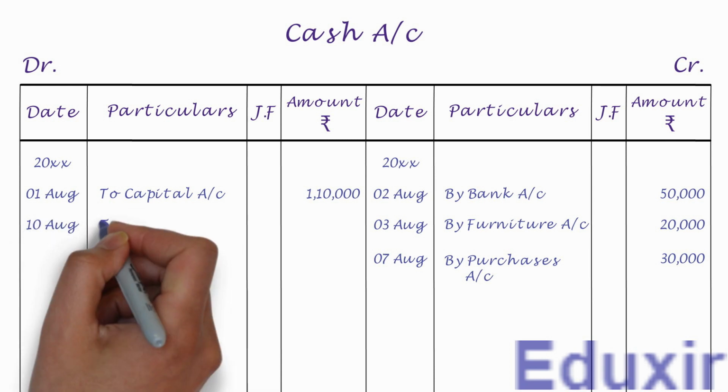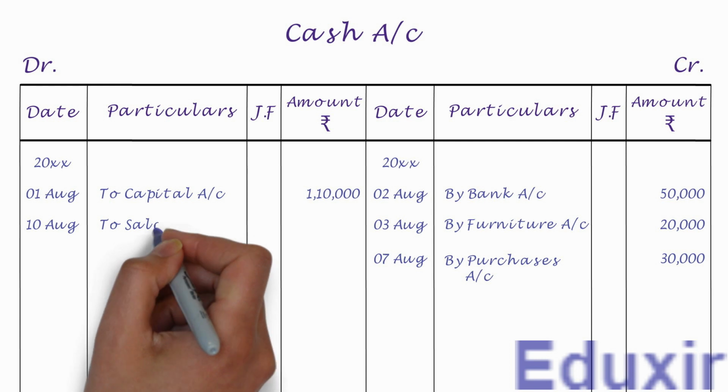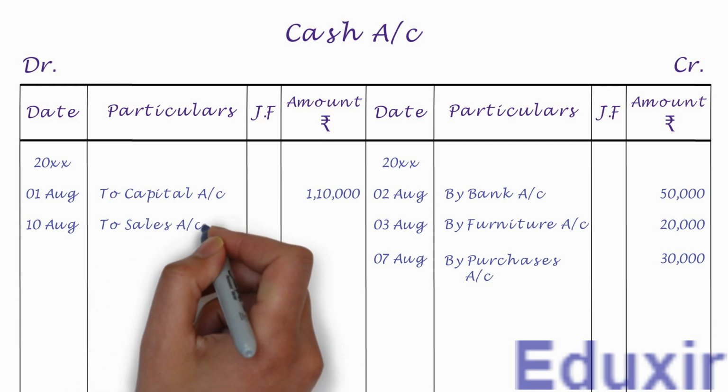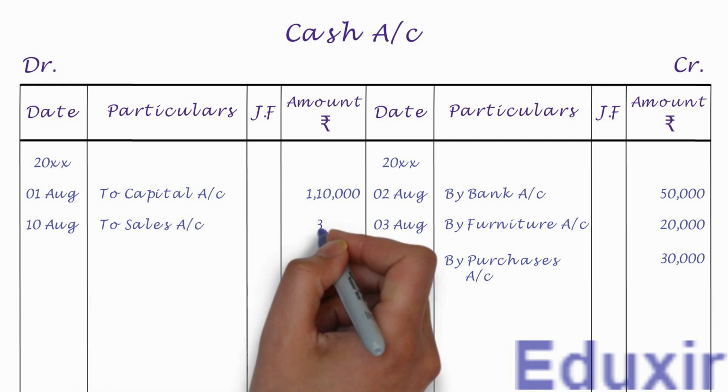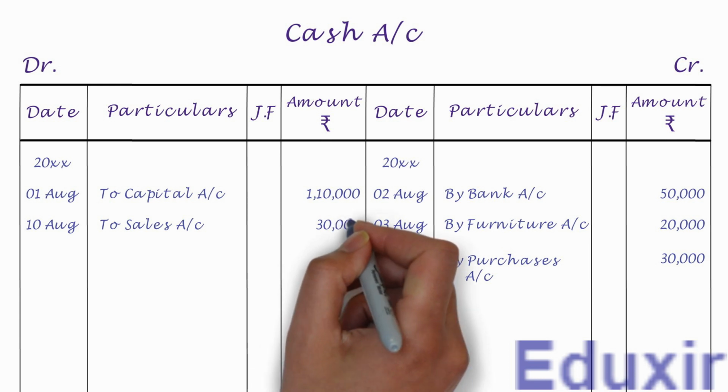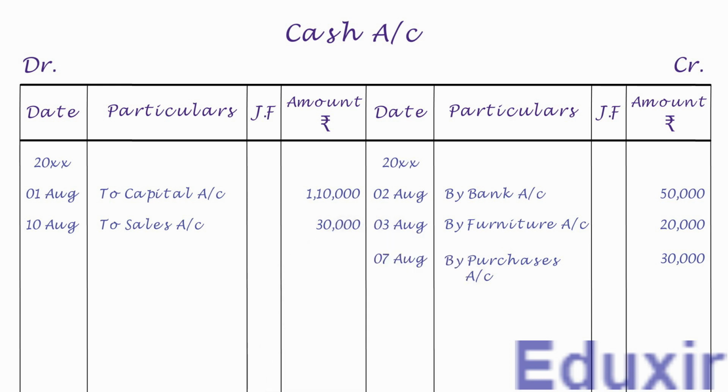We need to write to sales account into the particulars column. Let us write the debit amount of 30,000 rupees into the amount column. With that, we have completed the posting of this journal entry into the cash account. Let us now take up the next entry.